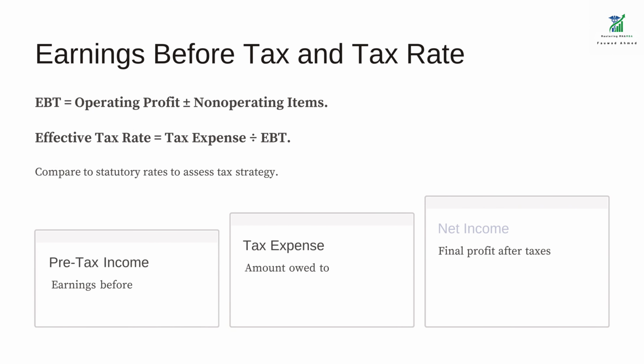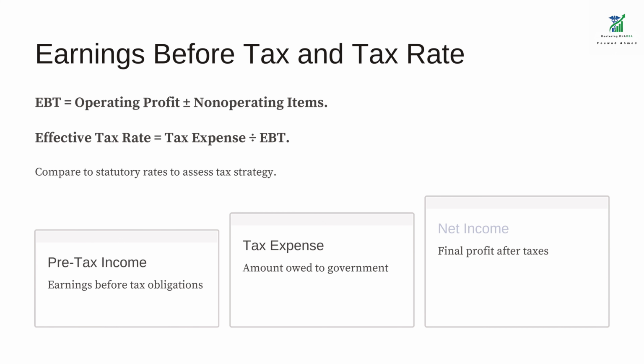Taxes and earnings before tax. After including non-operating items, we reach earnings before income taxes, EBT. When analyzing profitability, analysts often look at a company's effective tax rate, the real percentage of income paid in taxes. It's calculated with this simple formula. Effective tax rate equals income tax expense divided by earnings before tax.